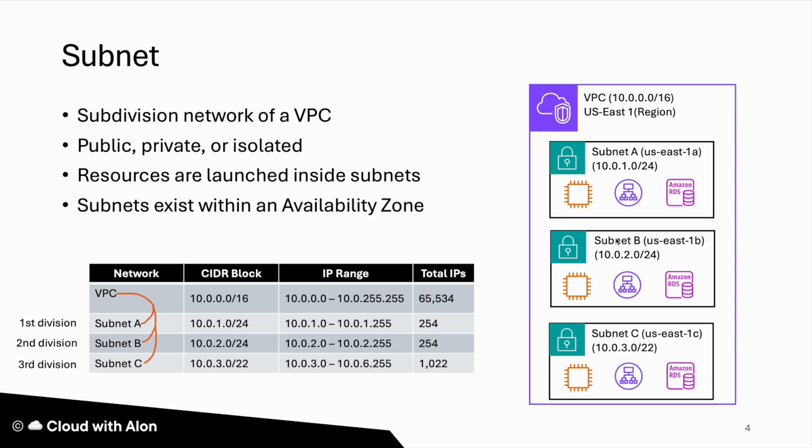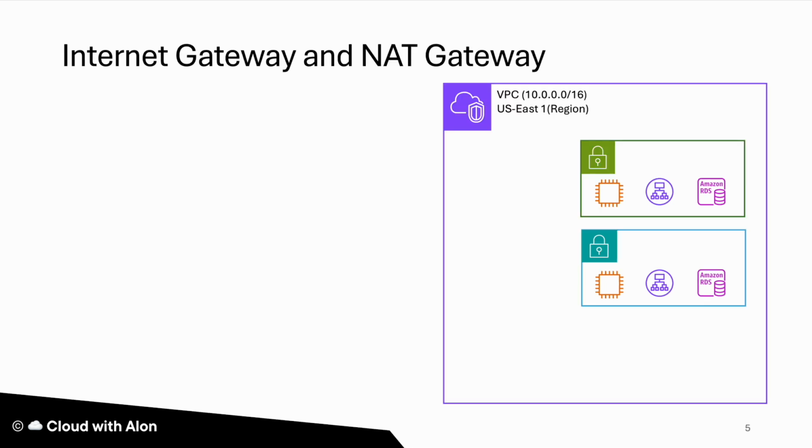Let's also take a look at the network table for this VPC and its subnet. We have created a VPC with the network 10/16 and divided into three subnets, subnet A, B, and C. Now, we have a VPC, subnets, and resources like EC2 and RDS inside the subnets. Sometimes, these resources need to communicate with the internet.